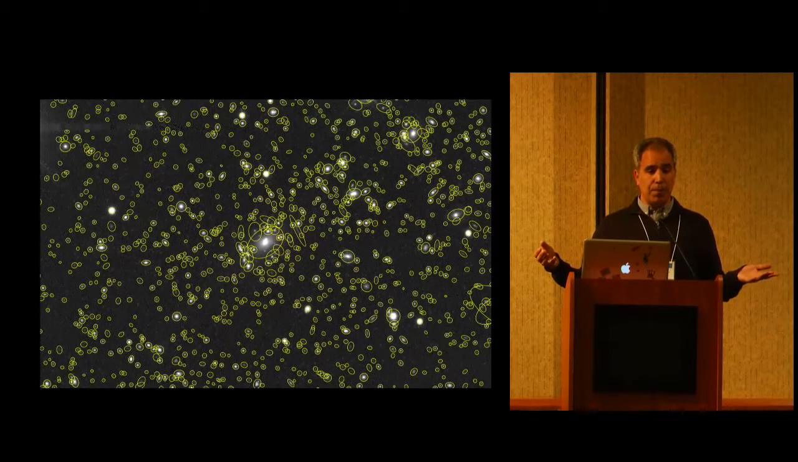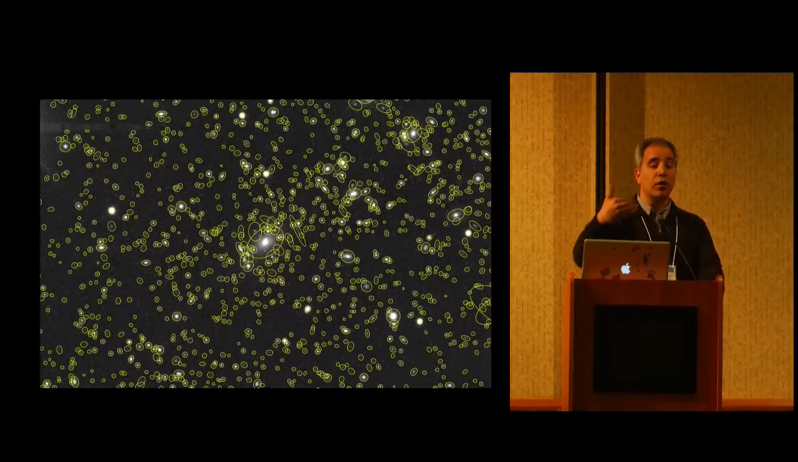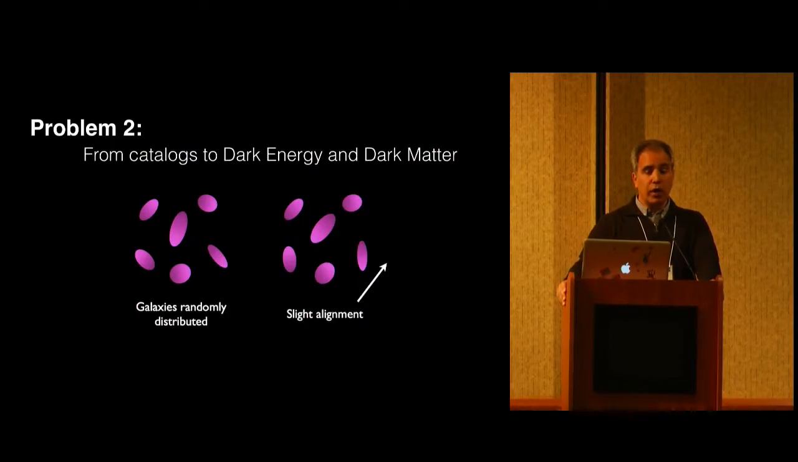Once we map them, we can have the position in the sky, but we also have a position in terms of how far they are from us because we use photometric redshifts. So now we have a 3D map of the sky, and we can start addressing problem number 2, which is how do we go from catalogs to a distribution of matter? And in order to do that, we use gravitational lensing.